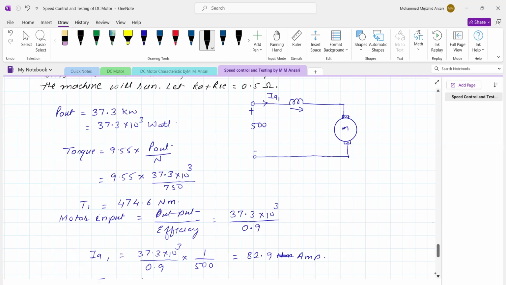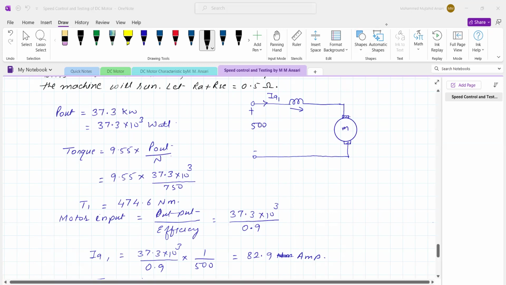So these are a few of the numericals. In the next lecture, we will again do some numericals based on both methods, that is the armature control method and field control method. Thank you.